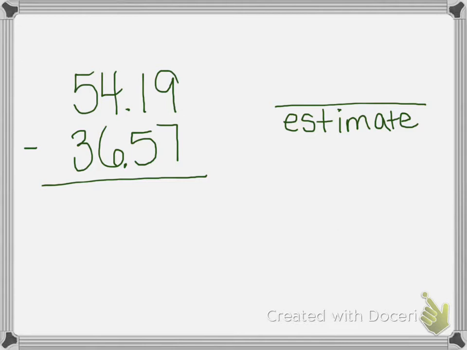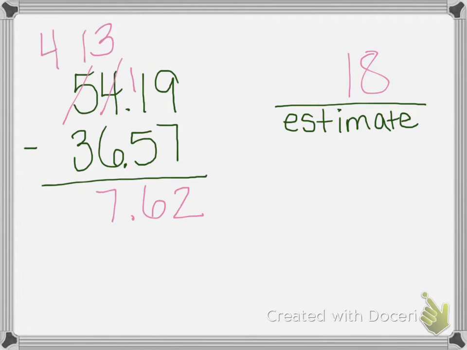So if I were going to estimate, I would ignore my decimal points. 54 minus 36 would be about 18. Now to actually solve, 9 minus 7 is 2. 1 minus 5 I can't do, so I have to borrow from the 4. 11 minus 5 is 6. 3 minus 6 I can't do, so I borrow from the 5. 13 minus 6 is 7. 4 minus 3 is 1. So our answer is 17 and 62 hundredths.